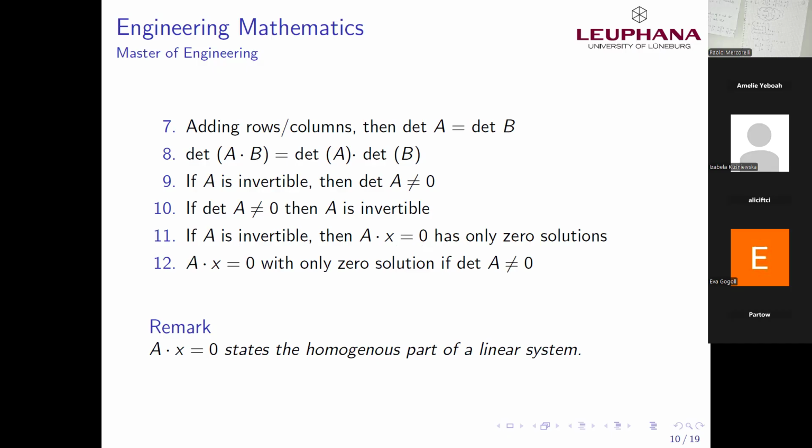What we did in high school can also be seen as vectors being dependent or not. Property number 12 is property number 11 in the other direction. If A multiplied by x has only the 0 solution, then the determinant is not 0, because if the determinant is not 0, it's invertible. This means this operator can say a lot of things about dependence, independence, and so on. You remember from high school, we have seen this: A multiplied by x as the homogeneous part of the linear system.